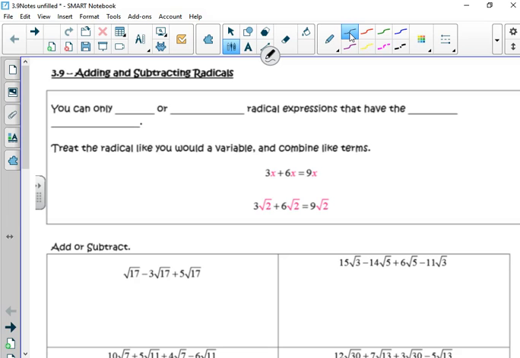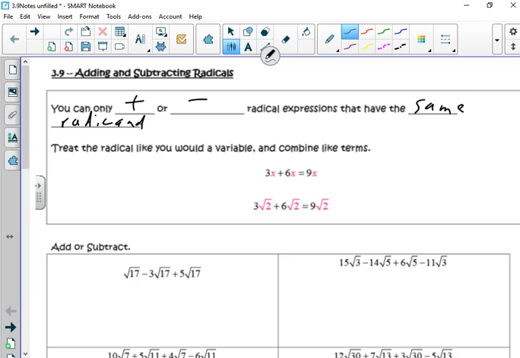3.9. Adding and subtracting radicals. You can only add or subtract radical expressions that have the same radicand, which is the number underneath. So it's really no different than adding something with a variable.